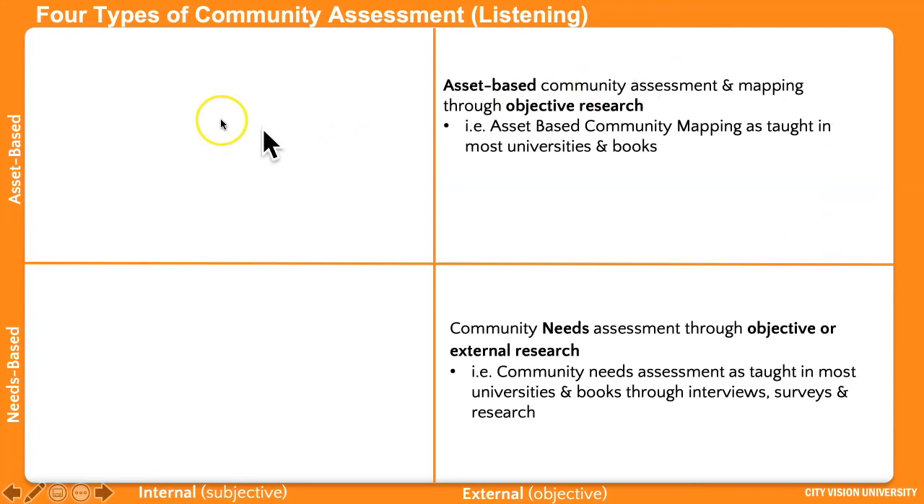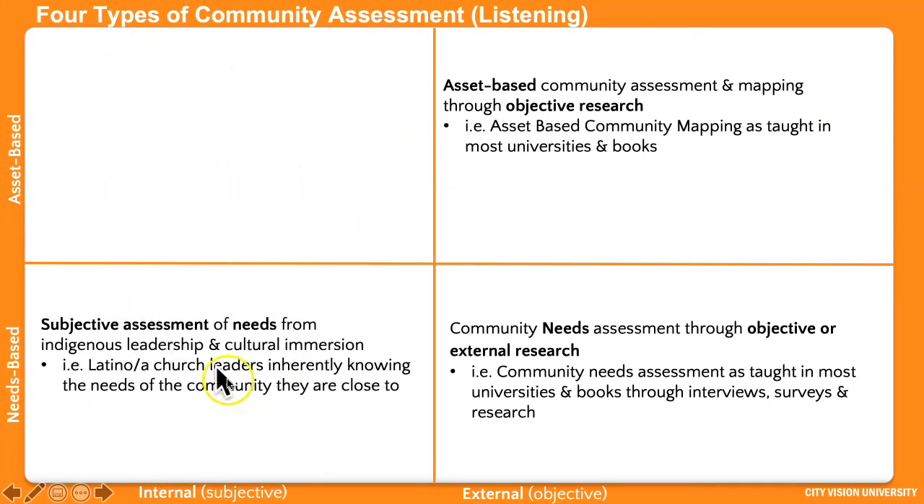Then we come over here to the internal side, and that also has two components. We have needs-based, which is subjective assessment of needs from indigenous leadership and cultural immersion. Now, this is a big one right here, immersion, because you're able to define needs because you're living in the community. This is one of the R's we have of, for instance, Christian community development, which talks about relocation. And this is when a person, and we see here as an example, Latino, Latina, you could say black church, etc., inherently knowing the needs of community.